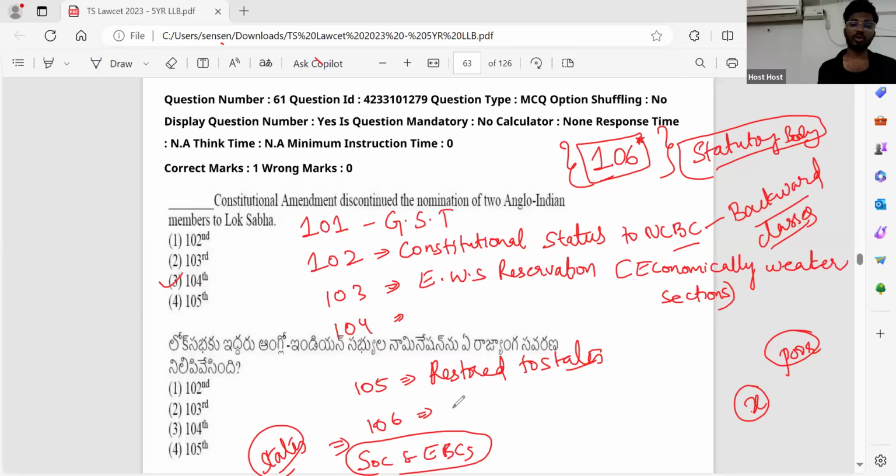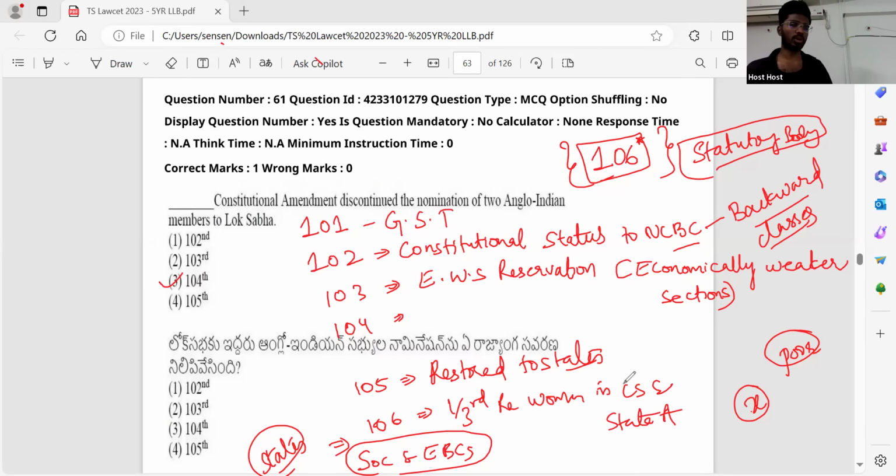Well done. So one-third seats reservation for women in Lok Sabha and state legislative assemblies. That is, in Parliament only in Lok Sabha, and in state assemblies, one-third seats we are reserving for women. And within this one-third, there is reservation for SC as well.